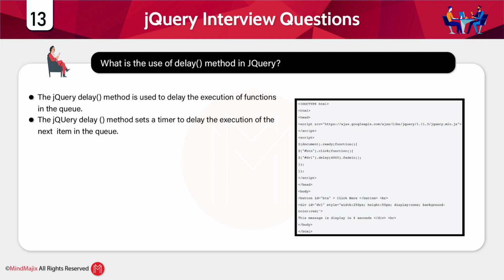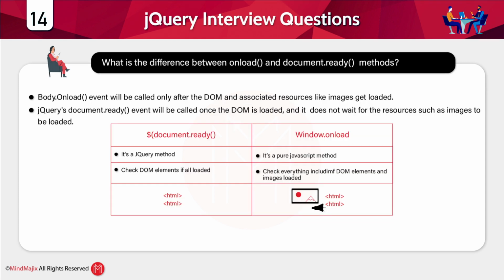So the jQuery delay method is used to delay the execution of the function in the queue. The jQuery delay method sets a timer to delay the execution of the next item in the queue. So you can give the value of how much you want to delay. The delay method takes the value in milliseconds, and you can delay the next function which is in the queue.